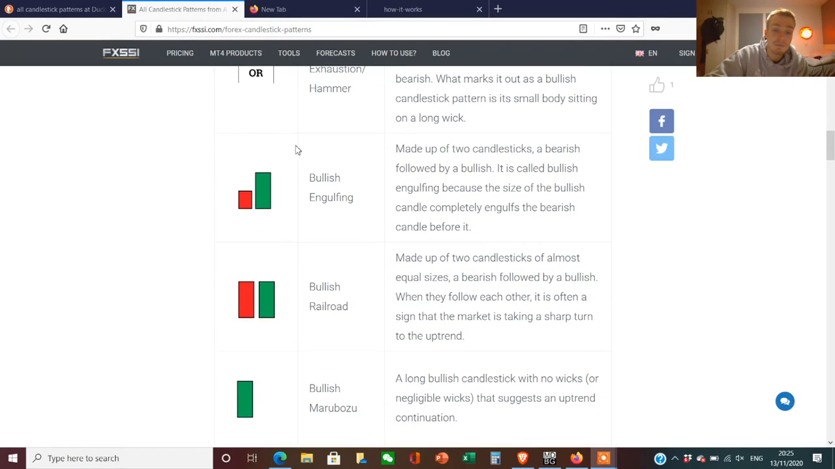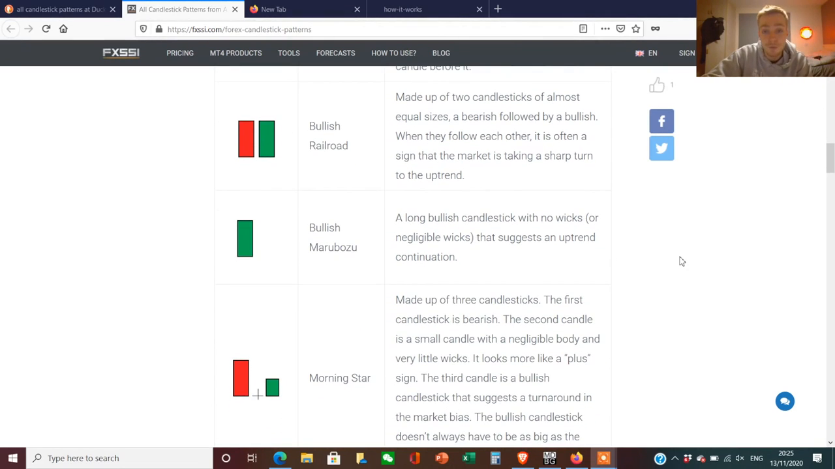So next one, bullish engulfing. So this is this pattern, and it is made up of 2 candlesticks, a bearish followed by a bullish. It's called a bullish engulfing because the size of the bullish candle completely engulfs the bearish candle before it.